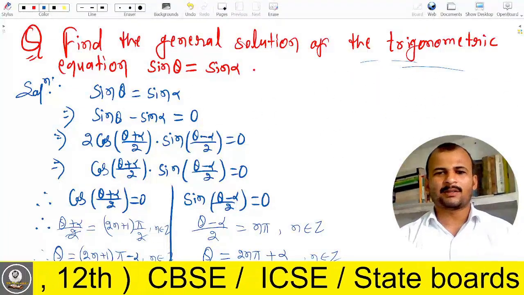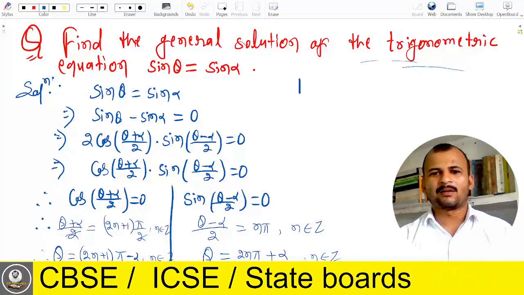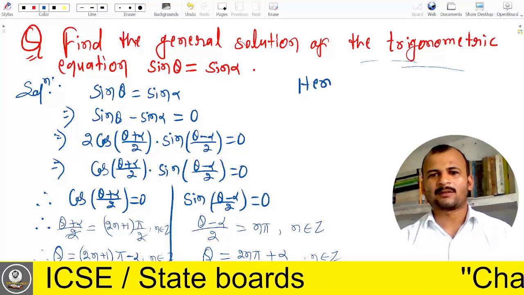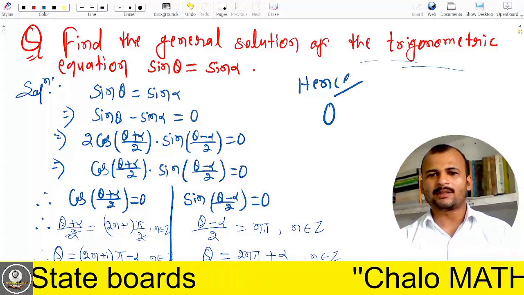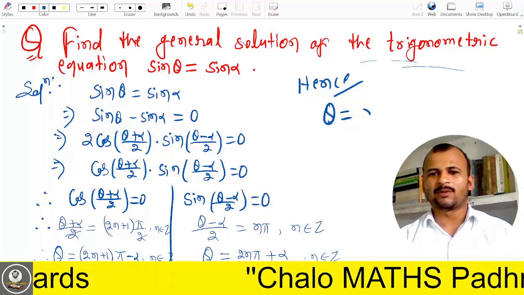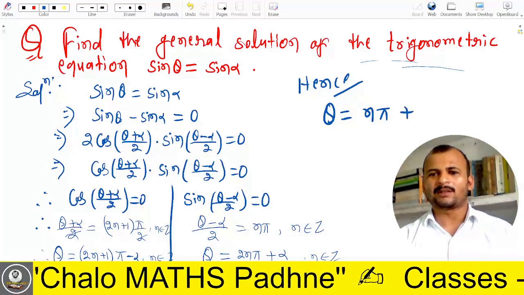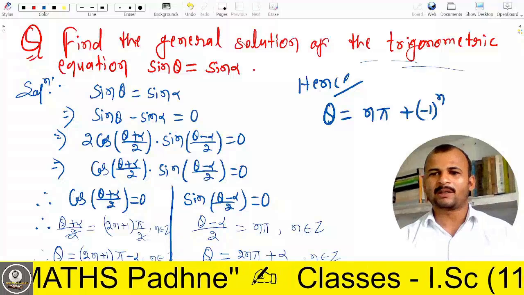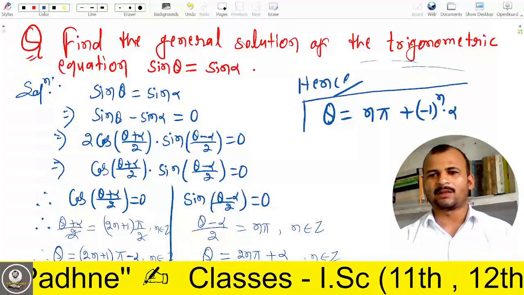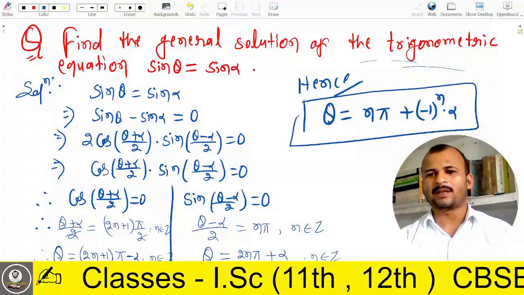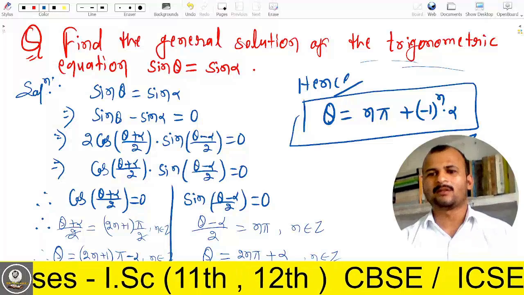How can we write it? We can write, hence, theta equals n pi plus (minus 1) to the power n into alpha, where n belongs to Z.